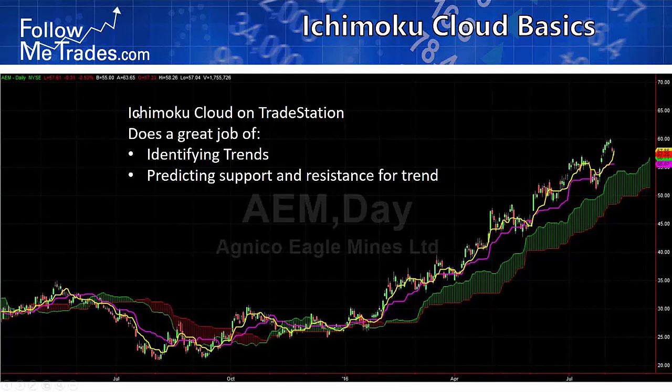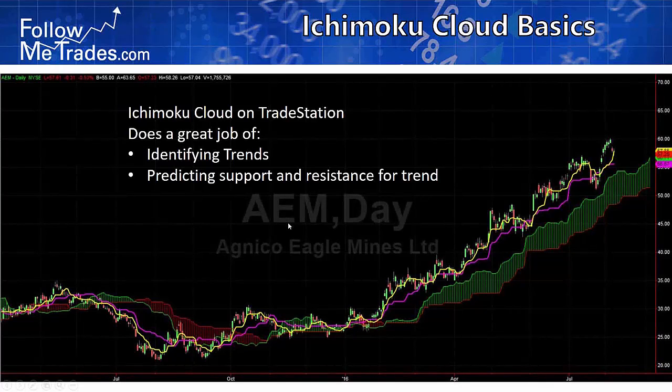A couple of questions. What time frame do I use? It works on any time frame. Stock charts are fractal. They have the same patterns at any level of magnification, so it works at any time frame. Is it more reliable than other indicators? I'm going to show how I combine it. Ichimoku Cloud on its own is useful, but I don't think it's a complete trading system. I wouldn't try to use it on its own.